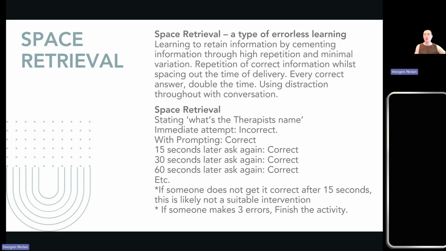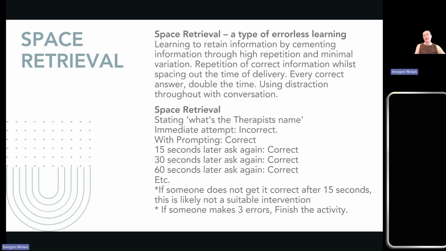Another common example of errorless learning and systematic instruction is spaced retrieval. This is learning new information by cementing it through high repetition and minimal variation: repetition of correct information while spacing out the time of delivery, and with every correct answer you double the time. I will link a little template that I have access to of what to do. You can also use distraction throughout the conversation depending on what information you are implementing.